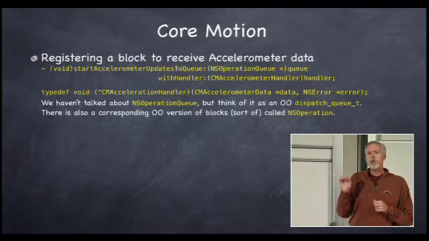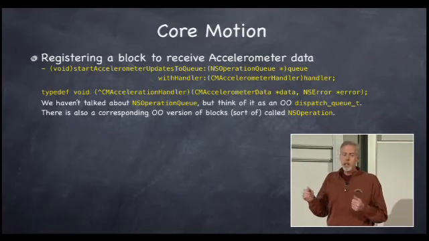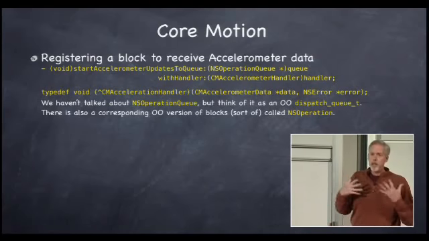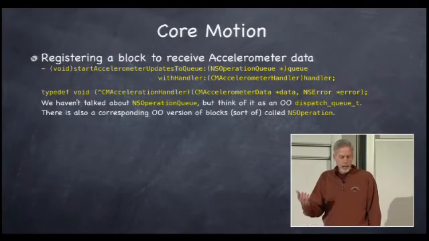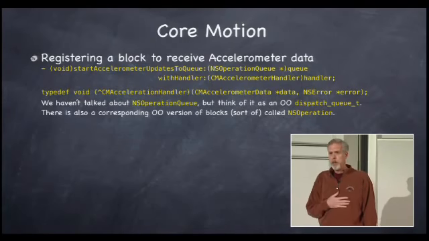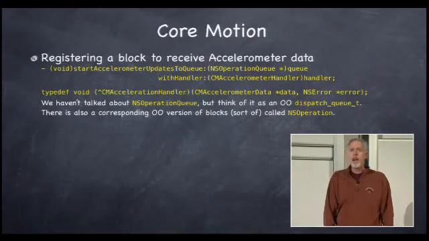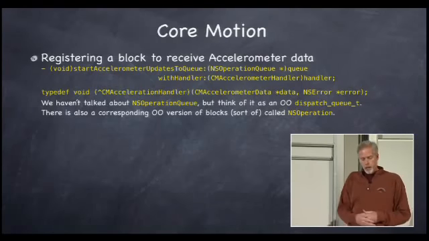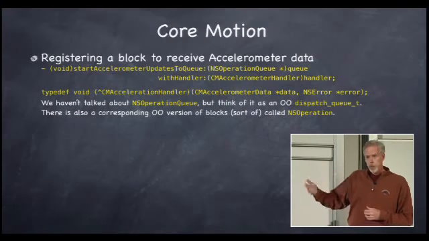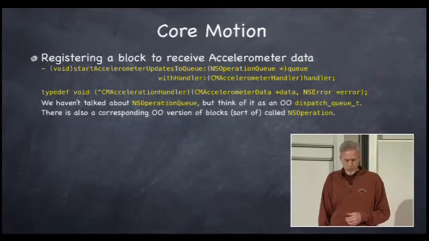One thing you want to be careful to do is auto-release that queue. Once you pass it off to here, it'll get retained, so you don't have to worry about that. But that's what you're going to do most of the time: just alloc init a queue, auto-release it, and pass it on here. That just specifies the thread that this handler is going to be repeatedly called in as the updates happen.